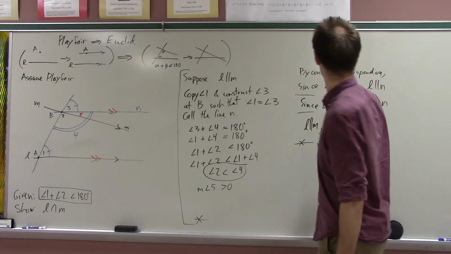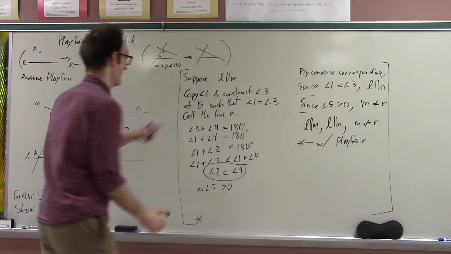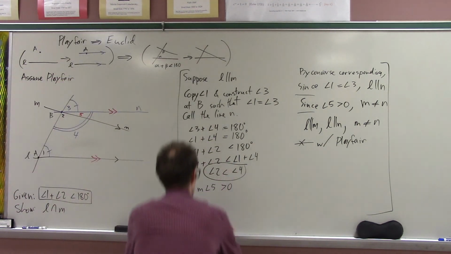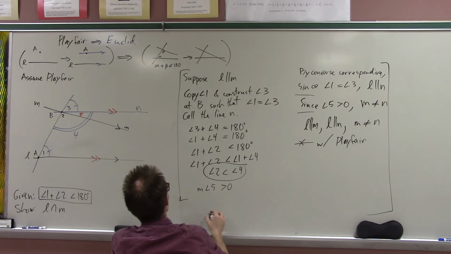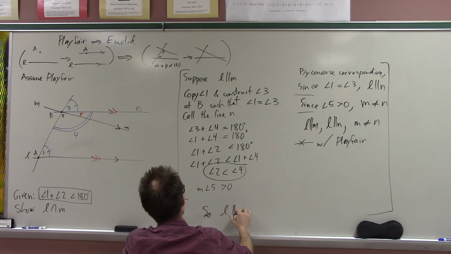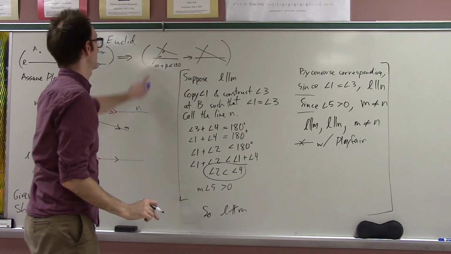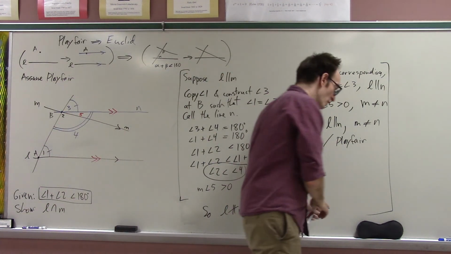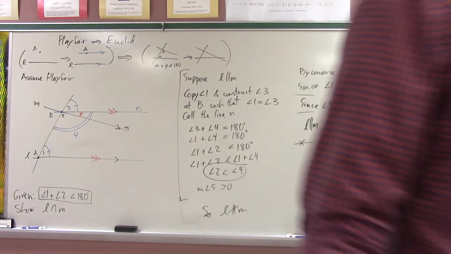And so indeed this whole thing has led to a contradiction, which means that L and M are not parallel. I'll write that down, maybe down here. So L is not parallel to M, which means that they must intersect somewhere, and that's exactly what Euclid says. Okay, that was way too much detail, way too slow.